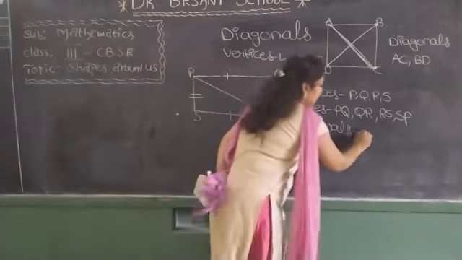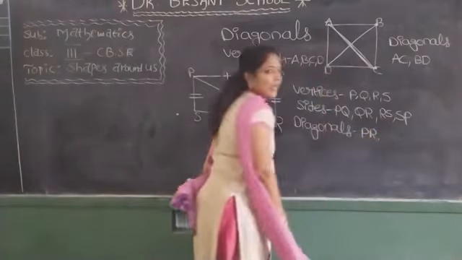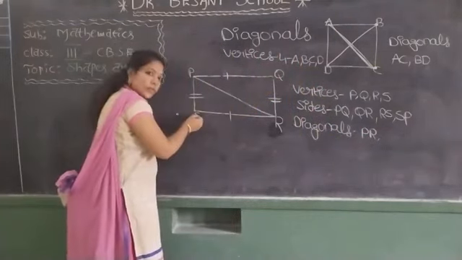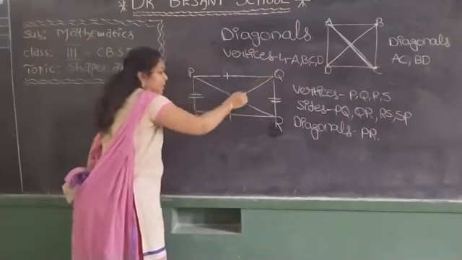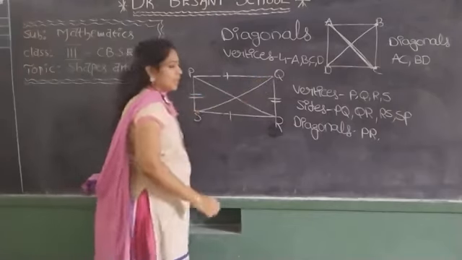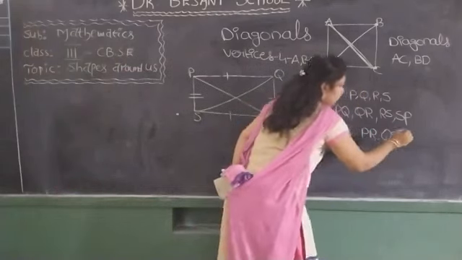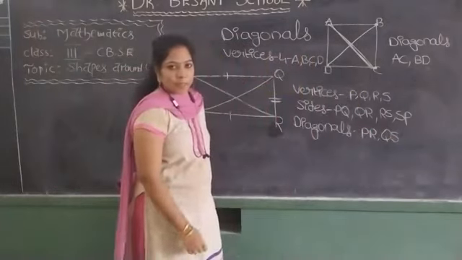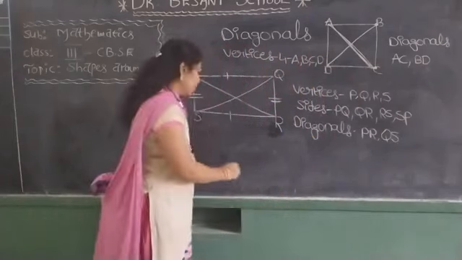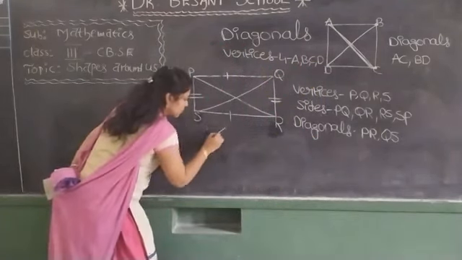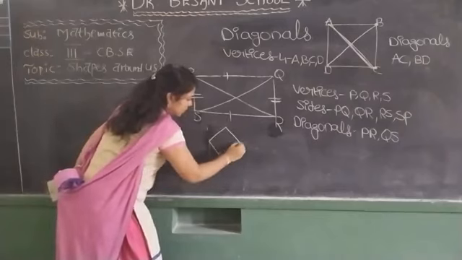The line that joins PR is one diagonal. We write it as PR here. PR is one diagonal. And again, the line that joins Q and S is another diagonal. QS is the other diagonal. Children, did you understand about the diagonal? Okay. Now I am drawing another figure.